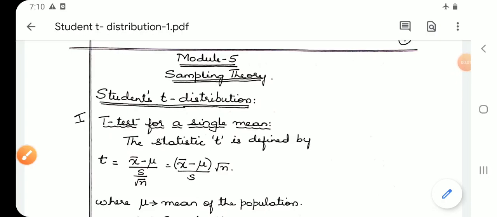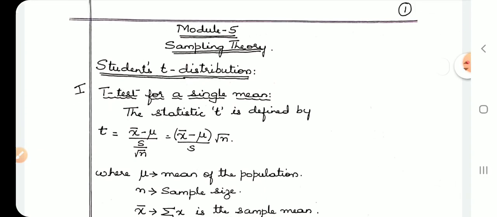Hello students, today let us learn about student T distribution in the fifth module, joint distribution and sampling theory. Student T distribution. In your syllabus you have two topics. First one is T test for single mean. Let us see what is it.